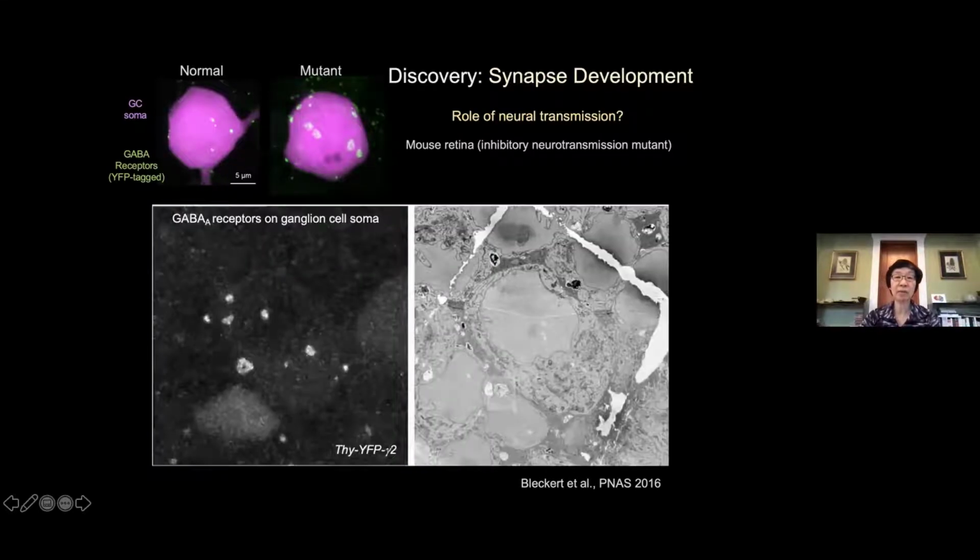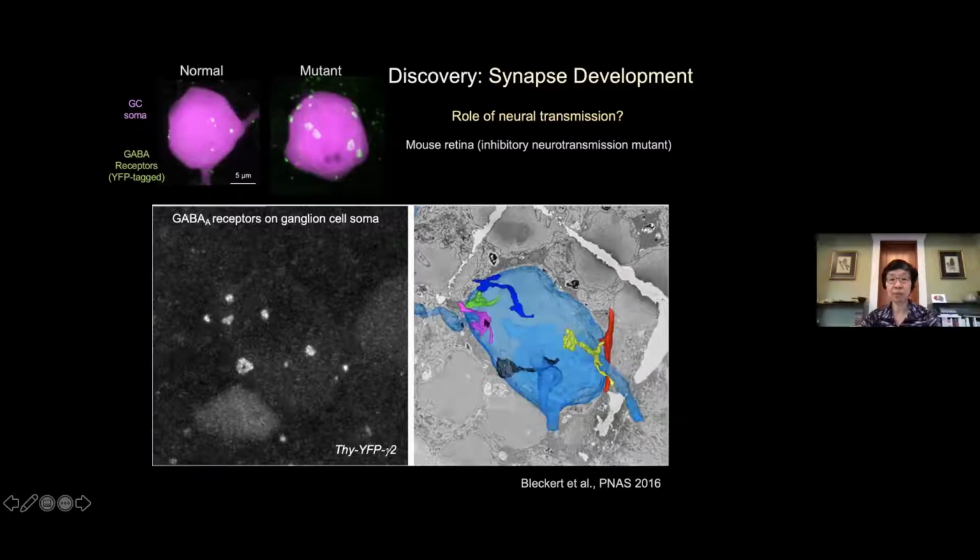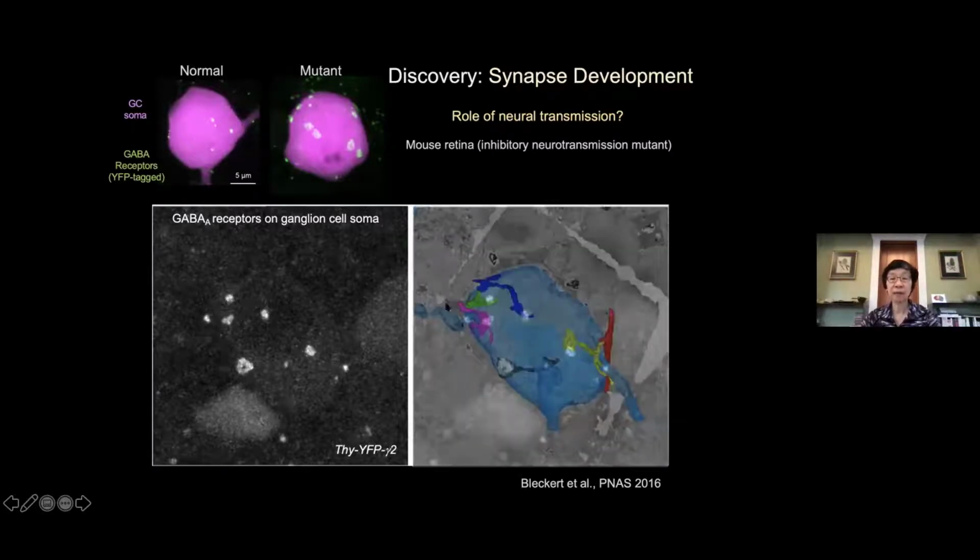So we had to basically take these cells, have an image of their clusters, mark the cell, do the EM reconstruction, and look at whether in fact there are processes that are opposed to these receptor clusters, and indeed we find so. They are likely synapses.